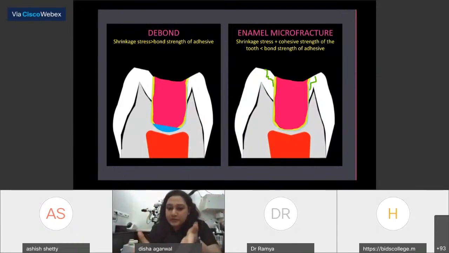So when the shrinkage stress of the composite is higher in the enamel region and your enamel has a lot of unsupported areas, white lines will start appearing in those areas. It's not necessary that they're going to break out straight away, but the lot of ditching that we see over time, as abrasion of the composite happens, is because of this white line and these micro fractures which are formed.